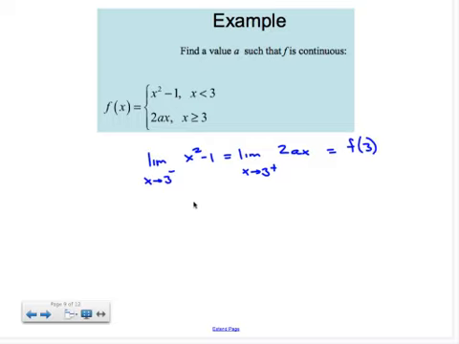Okay, the limit as x goes to 3 from the left with a plug-in is going to be 8. The limit as x goes to 3 from the right, doing a plug-in. Remember, we're plugging 3 in for x, not for a. So we'll get 6a. And f of 3 is also 6a in this case. So I can really just focus on 8 is equal to 6a. And so solving that for a, I'm going to get a is equal to 8 over 6, or a equals 4/3. Any other value of a, and you'll get a jump discontinuity. This is the only value of a that will make these two parts of the graph of f come together.